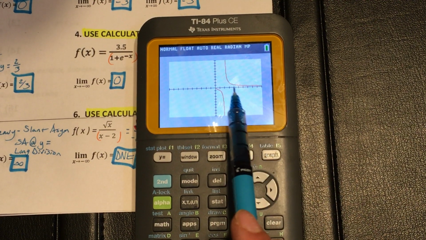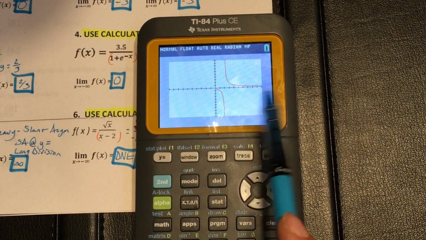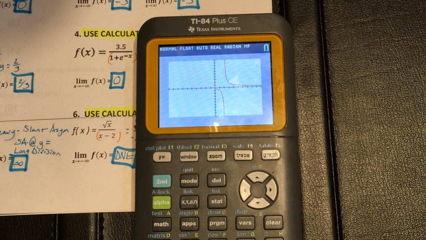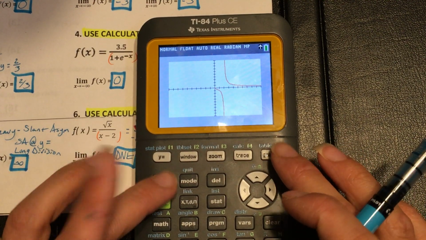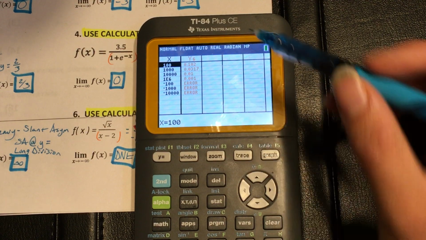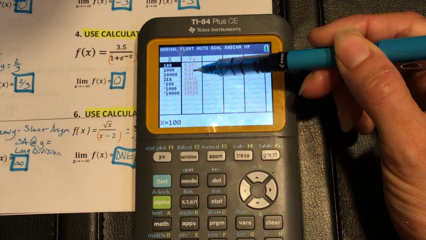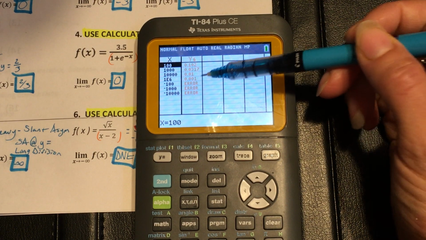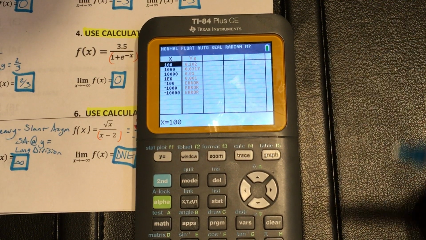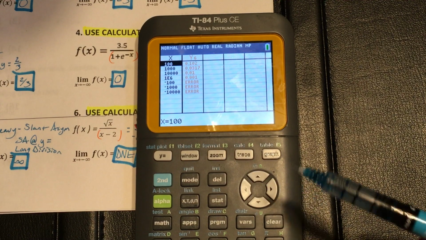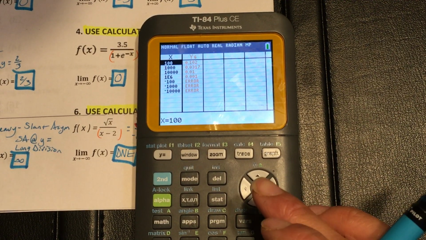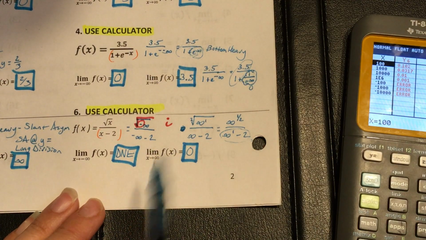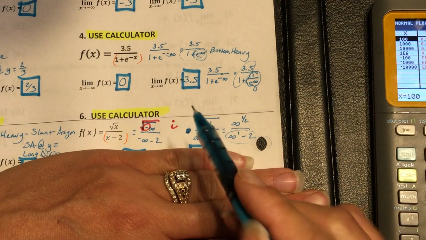As we go towards positive infinity, however, it does look like my graph is leveling off towards 0. So looking at my table, it does look like we are leveling off towards 0. My numbers are getting smaller and smaller. But as we plug in more and more negative numbers, we are getting an error. So let's see if we can figure out why the end behavior is DNE and 0 for this one.